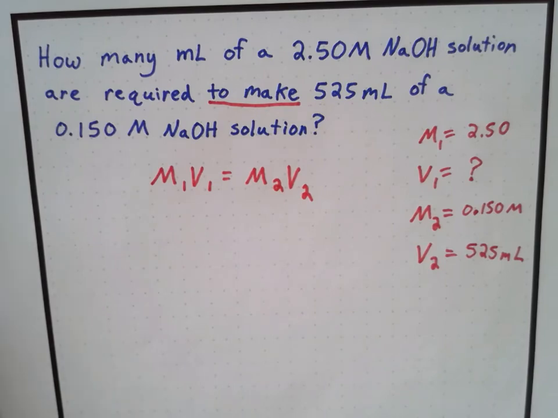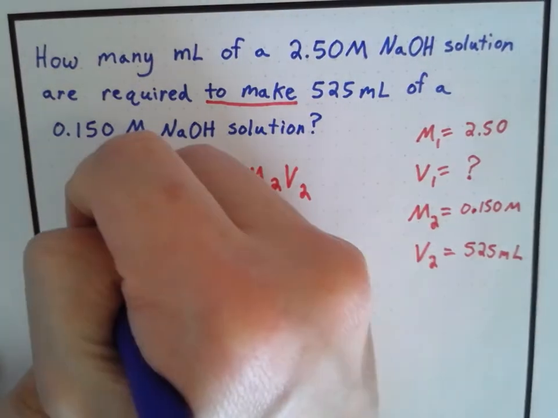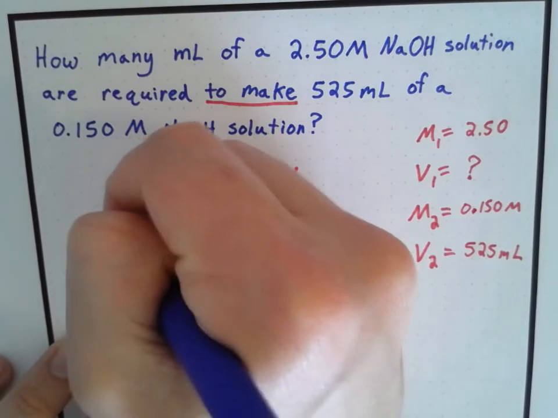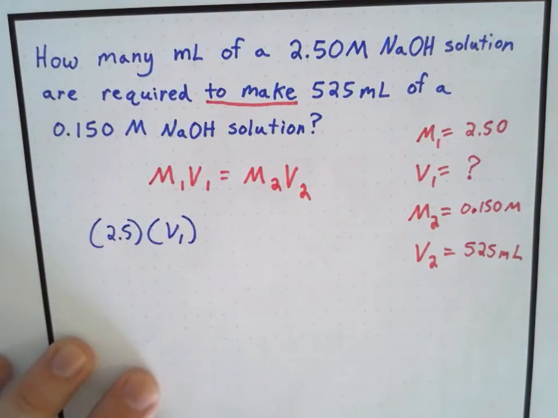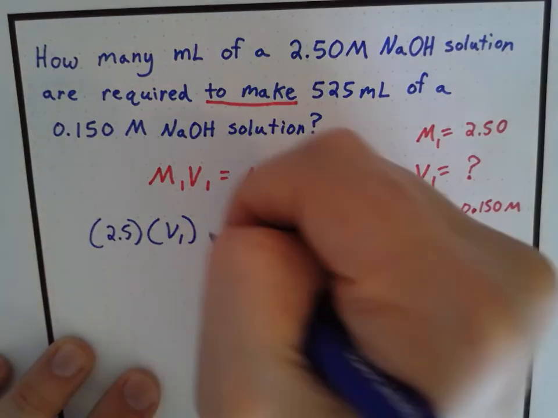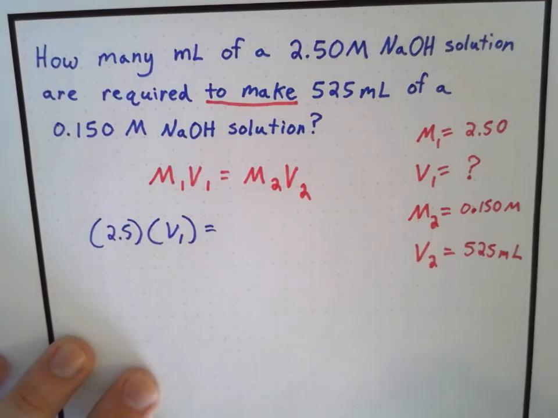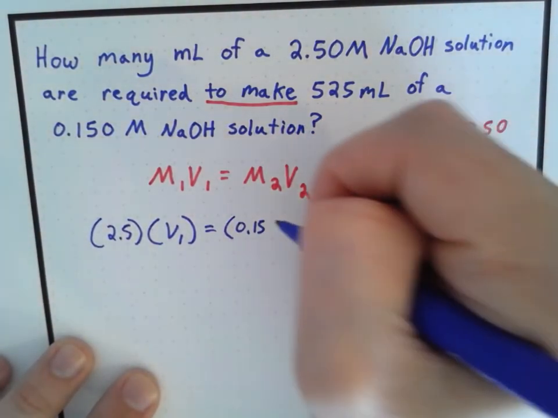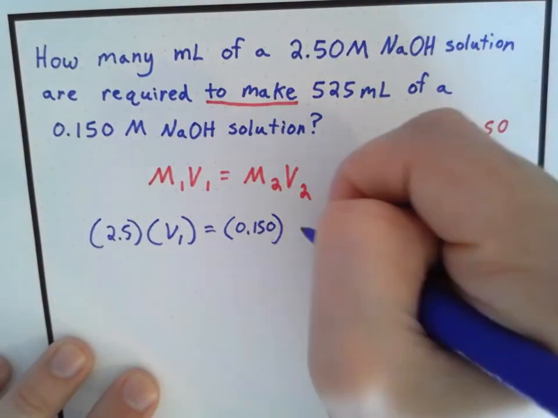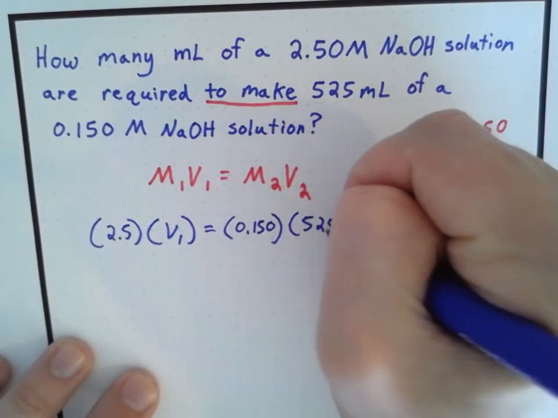So what I can do is simply plug in the variables. I'll plug in 2.5 for M1. And I'm actually going to leave V1 as just V1, so I'm not going to make it a question mark or an X or anything like that. I'm just going to leave it as the variable as it is in the formula. And then M2, I can plug that in. And then V2, plug that in.